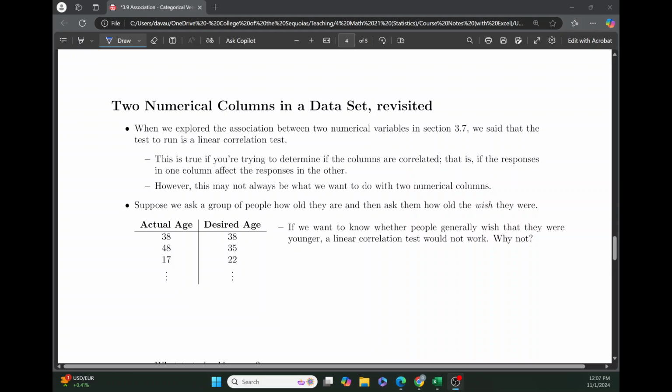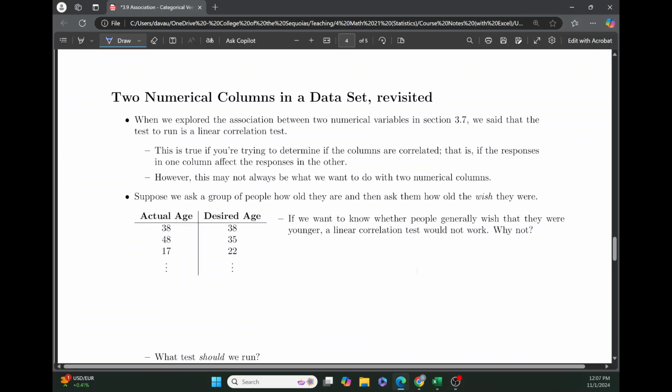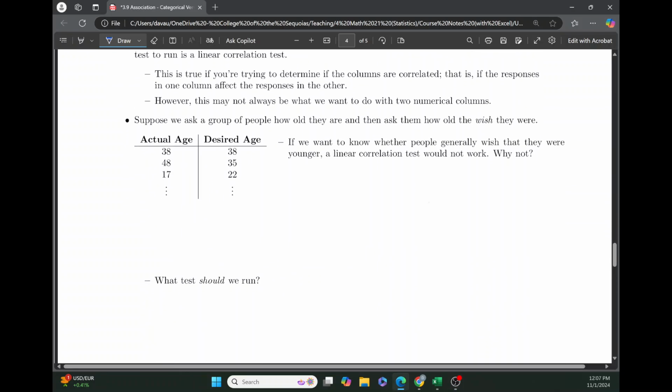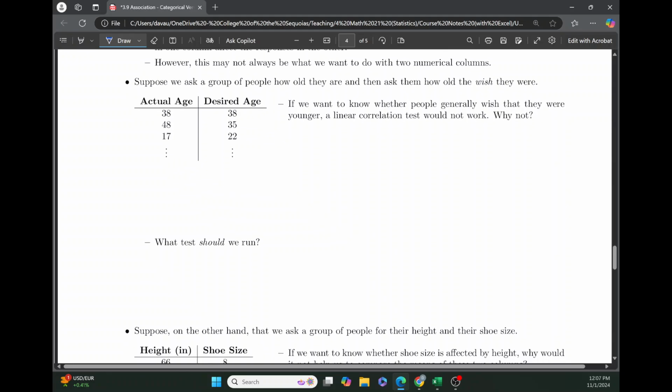Okay, so for example, suppose that we ask a group of people how old they are, and then we ask them how old they wish they were. So you might end up with two columns in your data set, one for their actual age and then one for their desired age.